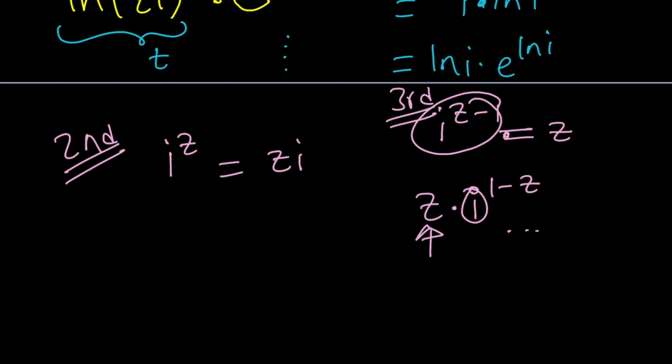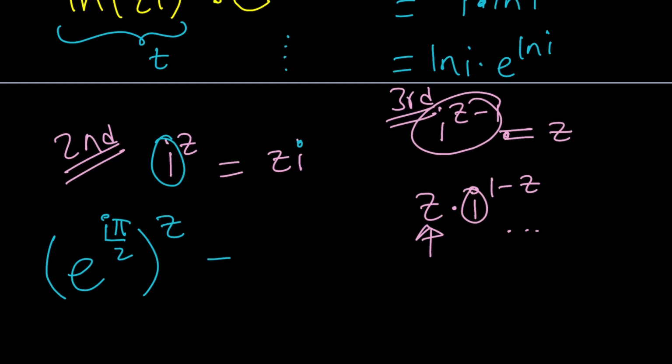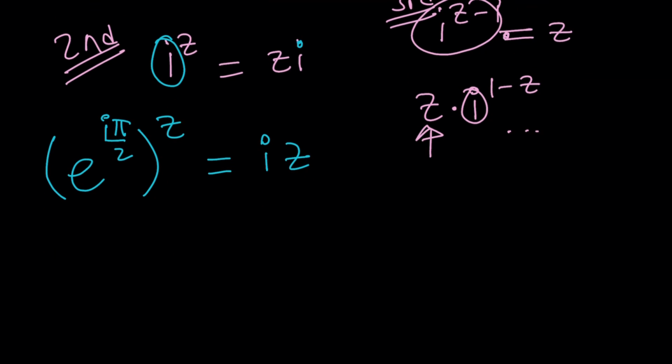Okay, so the second method is going to be as follows. I want to go ahead and replace i with its polar form, which is e to the power i pi over 2. And then, of course, I'm going to raise it to the power z, and that'll equal zi or iz. Now, can we multiply the exponents?